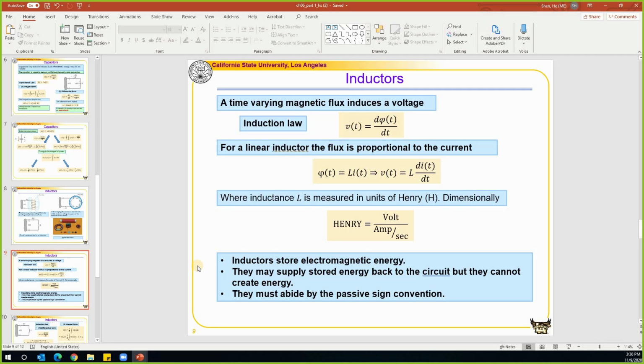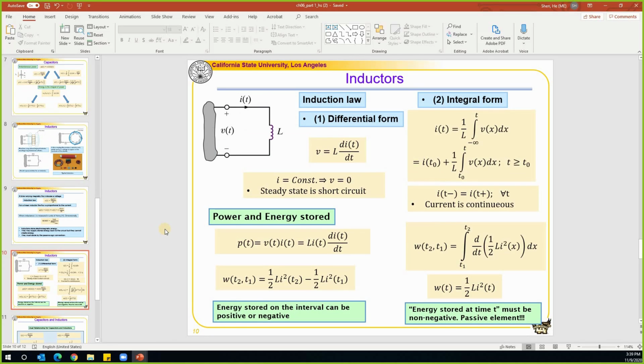Inductors store energy in their magnetic field, and they may supply stored energy back to the circuit, but they cannot create energy. So we will use the passive sign convention for all the calculations related to capacitors and inductors. Now we have learned the basics about inductors. So let's see the calculation related to inductors.